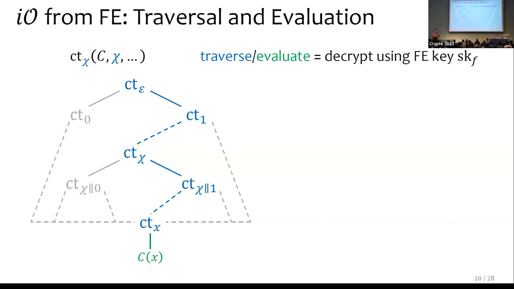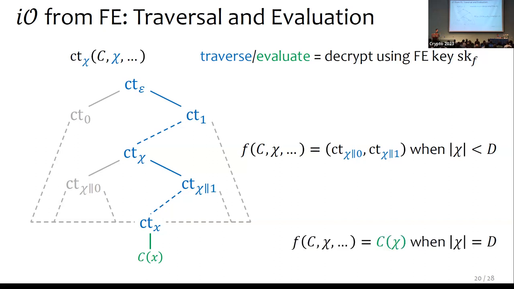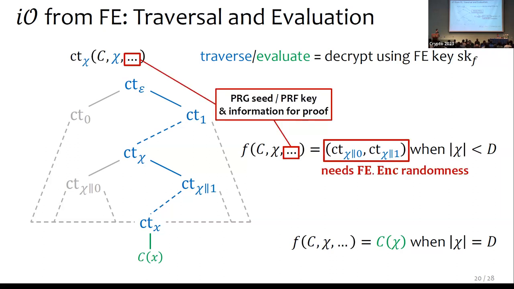From this procedure, we can see how the function should be set. Namely, the function should output two ciphertexts when given as input the circuit and the prefix, when the prefix is not the full length, or it should be the universal circuit evaluating the encryption when there's a full input. And here I can explain what these other pieces of information are, because in order to produce the ciphertext, we need to run the encryption algorithm. So this dot, dot, dot will just be the PRF key or PRG seed for generating those randomness.